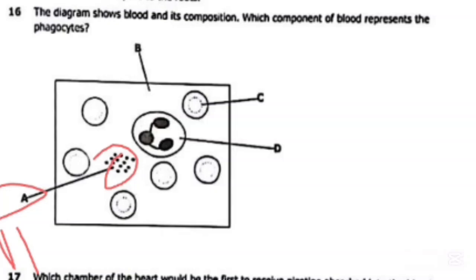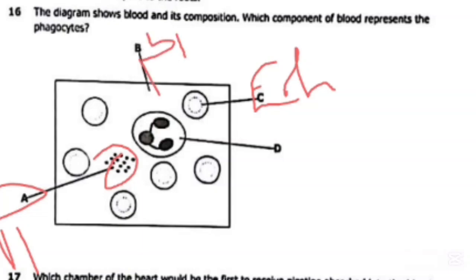Then when you look at C, you can see that C has a biconcave shape, which is representing what? Red blood cells or erythrocytes. So these are erythrocytes. Then moving on to B. So B is representing now the liquid part of blood. So the liquid part of blood is known as the plasma, the blood plasma part.